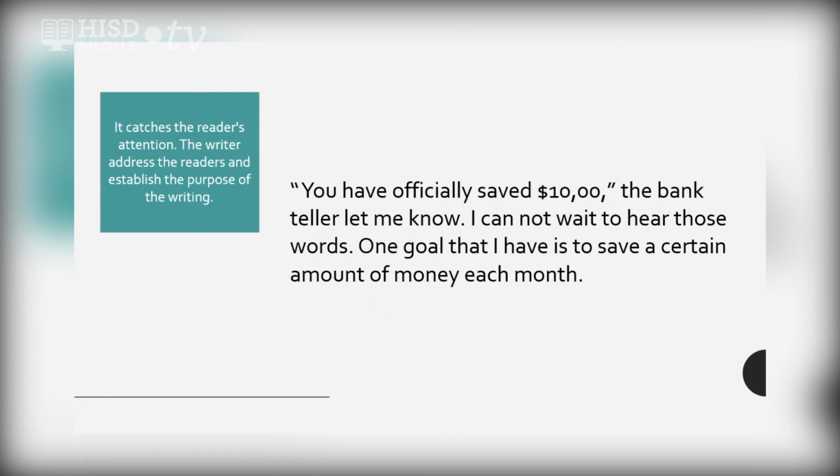In our previous lesson, we worked on our introduction. The introduction catches the reader's attention, and the writer addresses the readers and establishes the purpose of the writer. In my introduction, I had my hook. I hooked my reader. I used a quote in order to hook my reader, and I explained what my paper was going to be about.